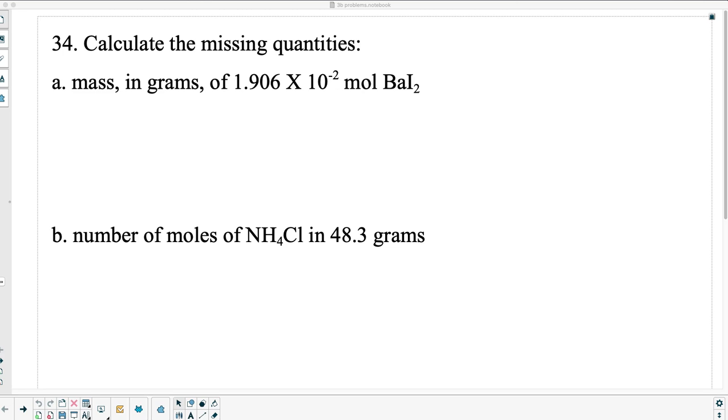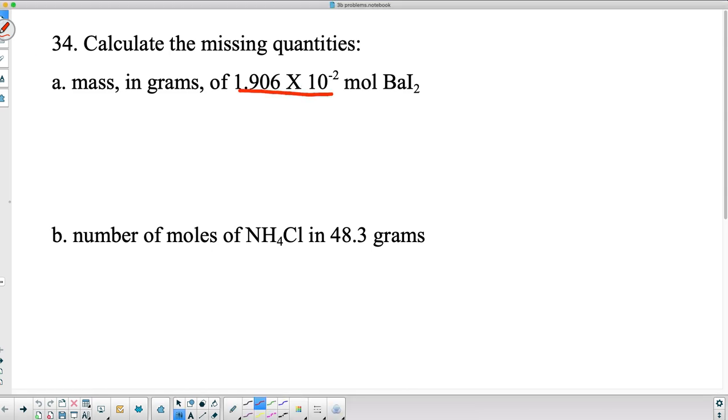Yes, this is the 3B problem set. Let's take a look at the first two problems and see if we can figure these out. Calculate the missing quantity. So it says mass in grams of this number of moles, which is nice. Then we have that. So I put all of this over 1, like I've done for all of these problems. I hope this is not a mystery and that you've seen this kind of thing before.